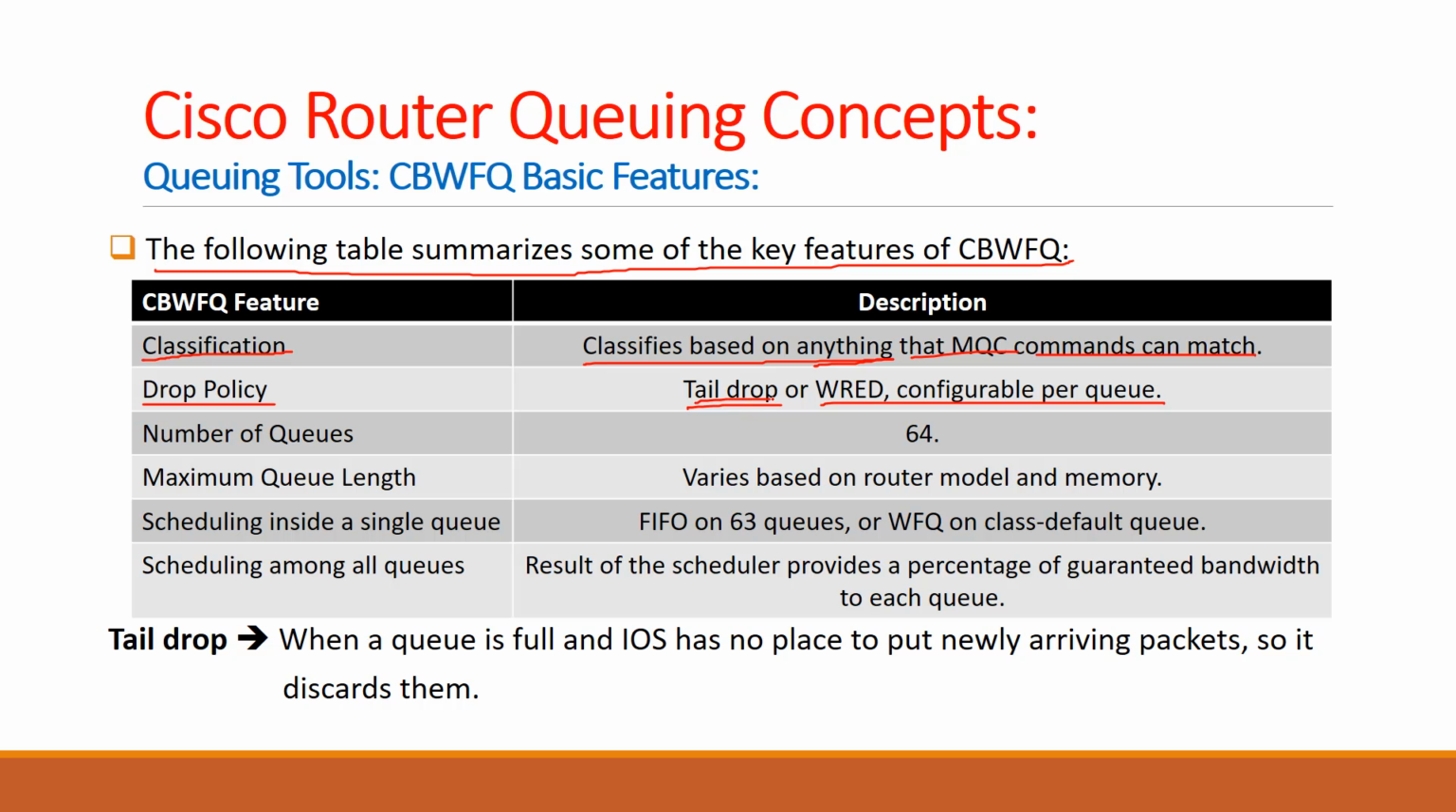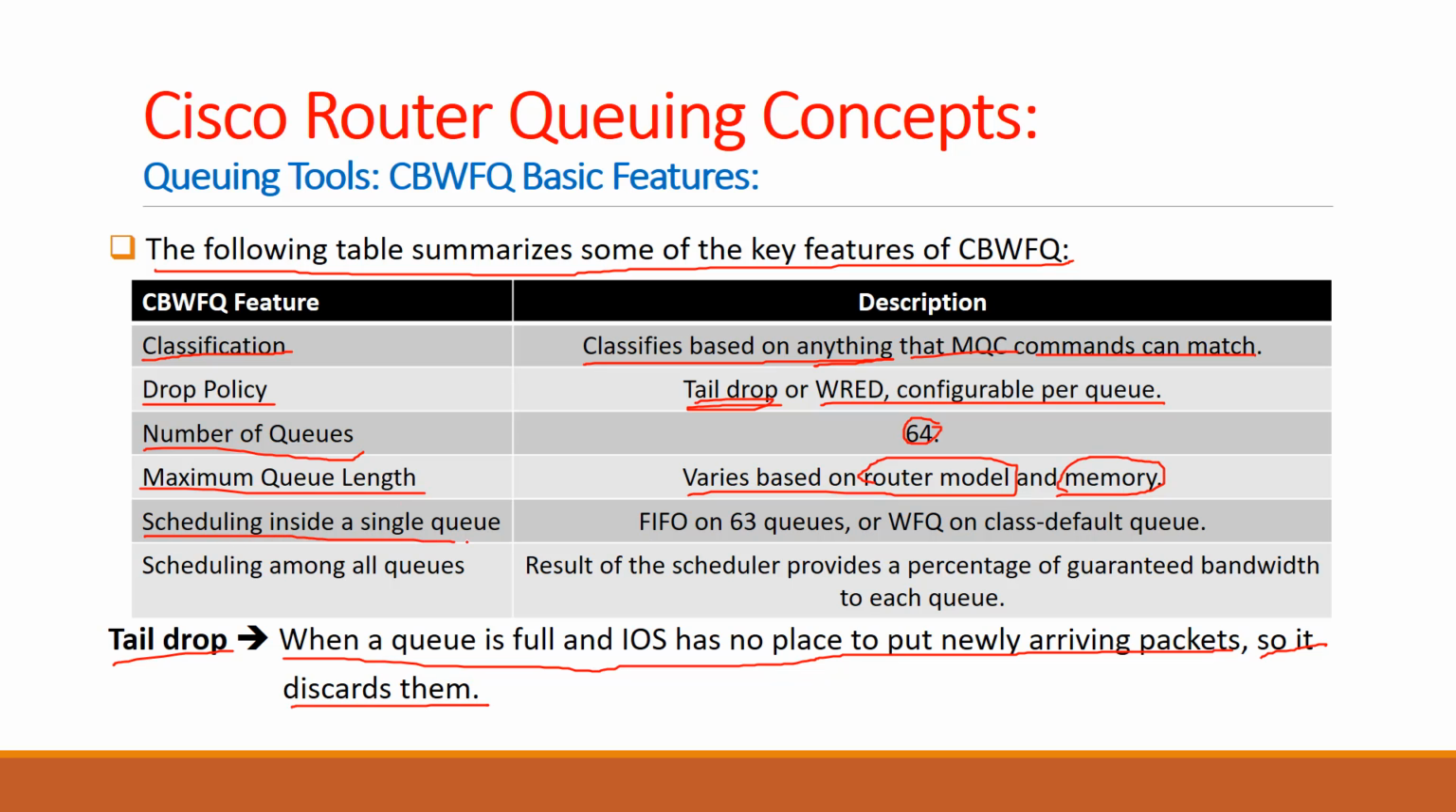What is tail drop? It is defined here. When a queue is full and IOS has no place to put newly arriving packets, it discards them. The number of queues is 64. The maximum queue length depends or varies based on router model and memory.